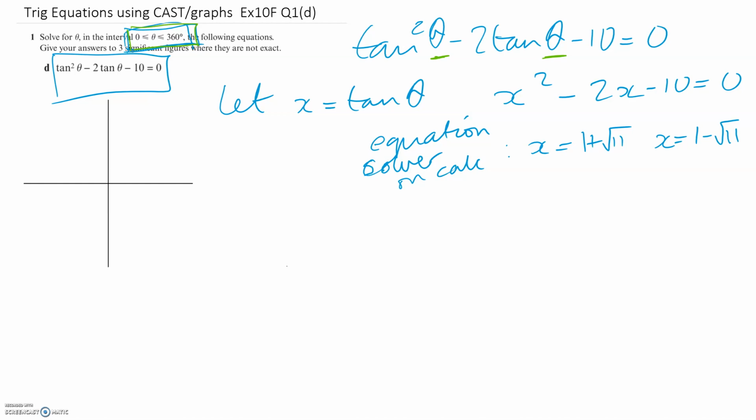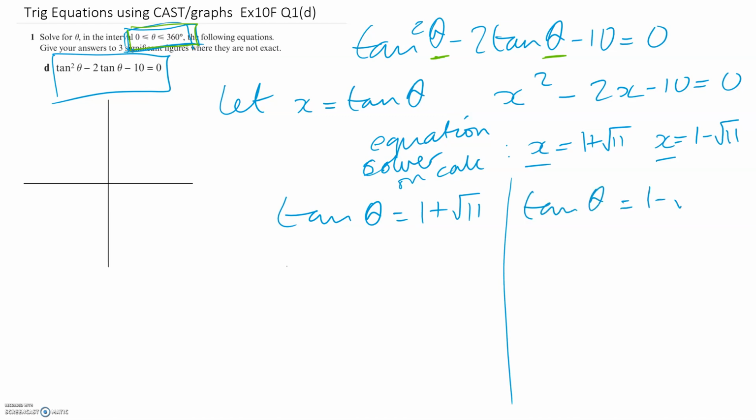Now we need to remember that actually x is tan theta. So we've got tan theta equals 1 plus root 11, and we've also got tan theta equals 1 minus root 11, and you just solve these two separately now, as if they were two separate questions.